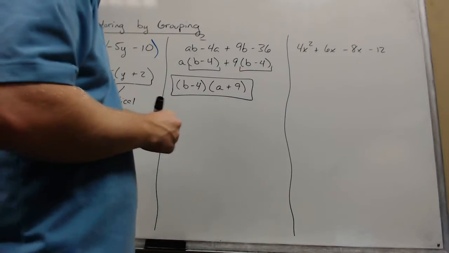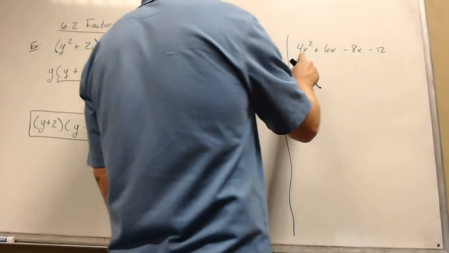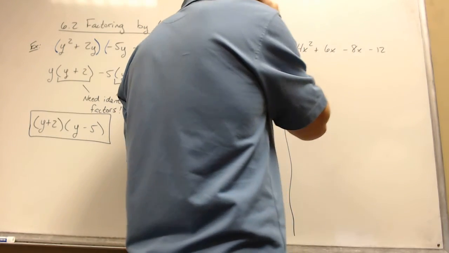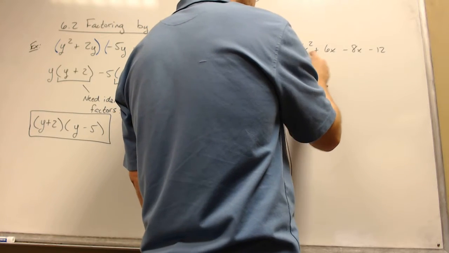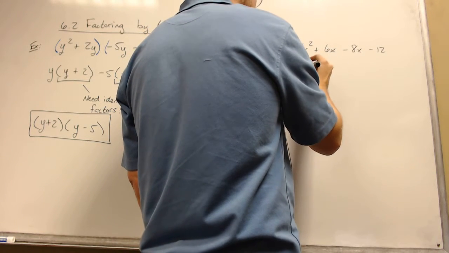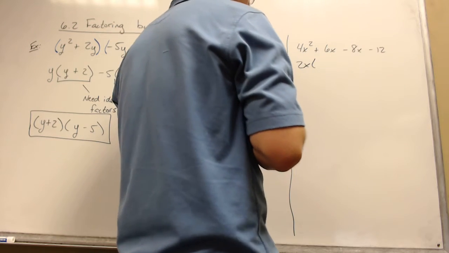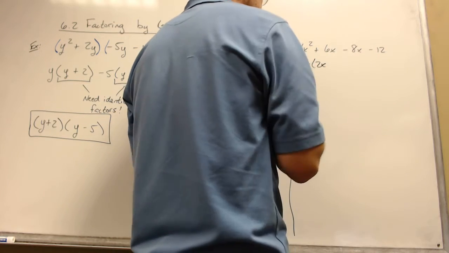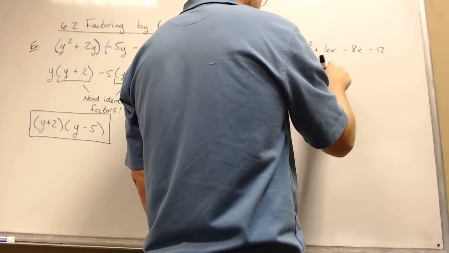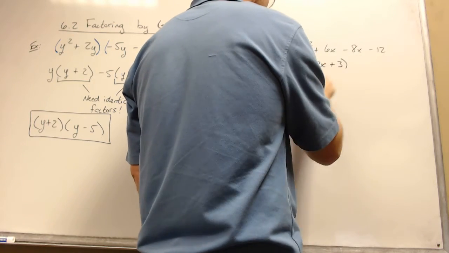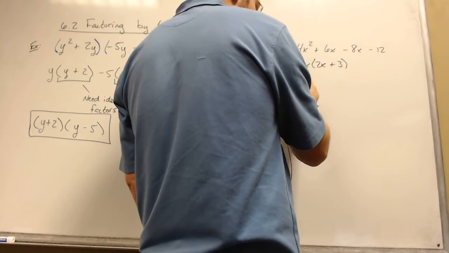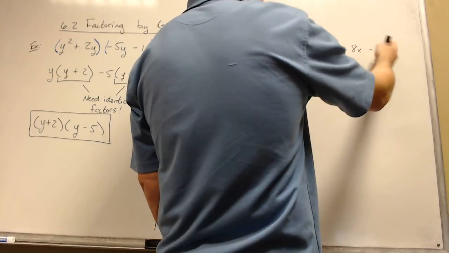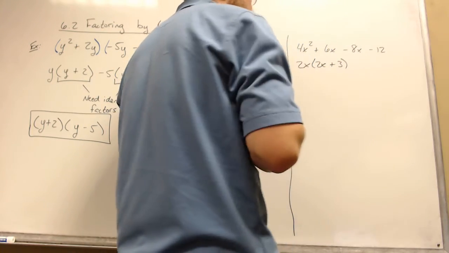And this last example illustrates the same. Looking at these first two terms, 4x squared and 6x. They have a common factor. They're both divisible by 2, and they both share an x. 2x times 2x, we get 4x squared, plus 2x times 3 would be 6x. So we removed a 2x from the first pairing. Let's look at the second pairing and see what we would need to get. Hopefully we can get a 2x plus 3 out of it.